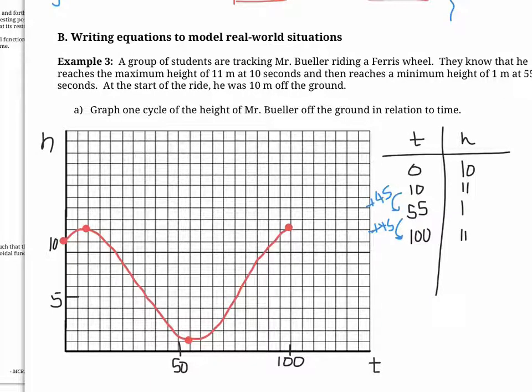And here's what the graph would look like. So it asks us to graph one cycle. We've actually graphed slightly more than one cycle because the cycle begins here. So the one cycle would be about to here, exactly where it hits 10 meters.